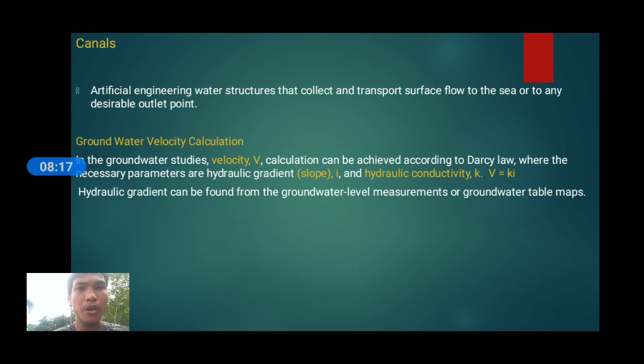So, groundwater velocity calculation. In the groundwater studies, velocity calculation can be achieved according to Darcy law, where the necessary parameters are hydraulic gradient, slope, and hydraulic conductivity K. V equals K i. Hydraulic gradient can be found from groundwater level measurements or groundwater table maps.